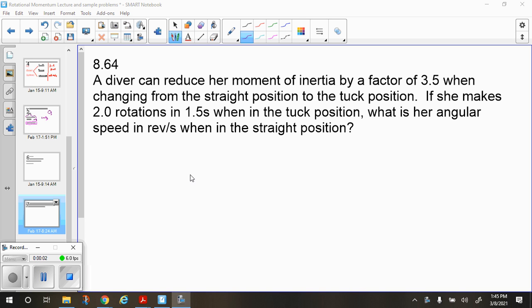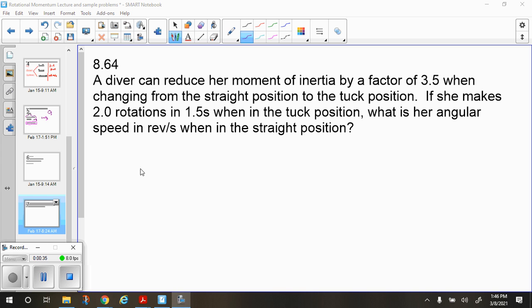We're going to do some example rotational momentum problems. In this first one, we have a diver who can reduce her moment of inertia, which is another way of saying rotational inertia, by a factor of 3.5 when changing from the straight position to the tuck position. Straight position is straight body like a pencil, tuck position is all balled up. If she makes 2.0 rotations in 1.5 seconds when in the tuck position, what is her angular speed in revolutions per second when in the straight position?